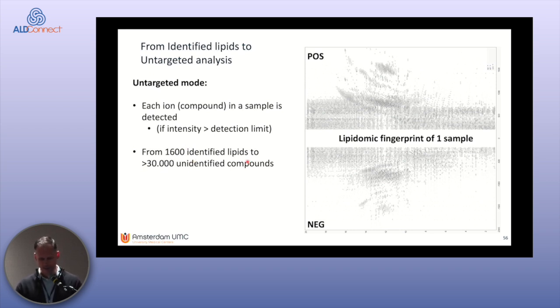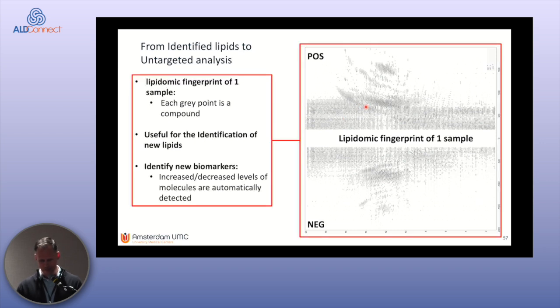And using these compounds, we're able to make this lipidomic fingerprint. So this is one sample, positive ionization mode on the top, negative ionization mode on the bottom. And each gray point here is a compound that is present in the sample. And this is useful for the identification of new lipids, but potentially also for the identification of new biomarkers. And our analytical pipeline is able to automatically annotate these compounds that show differing levels in different patient groups.